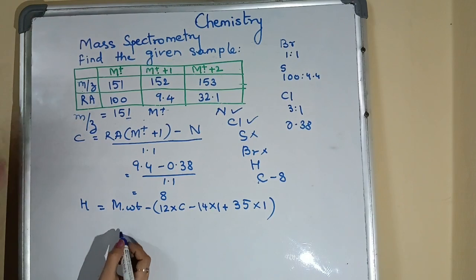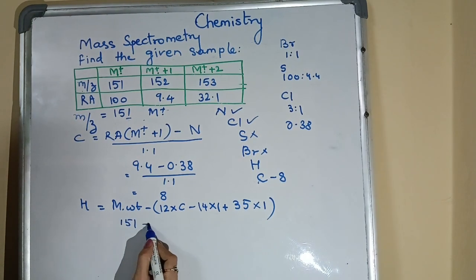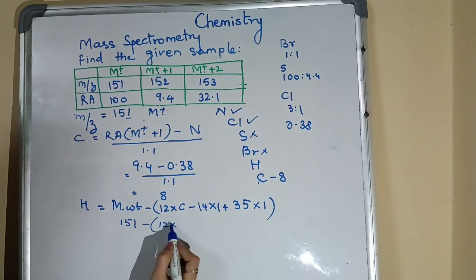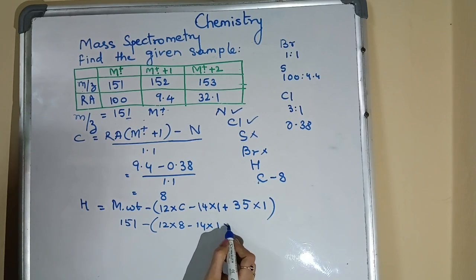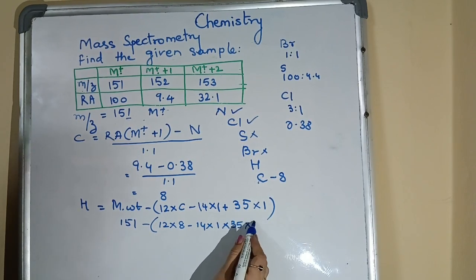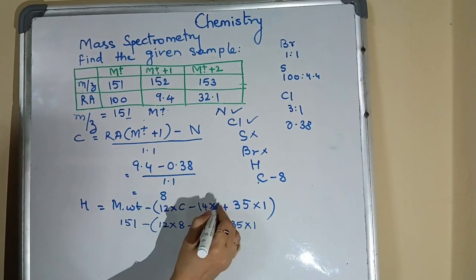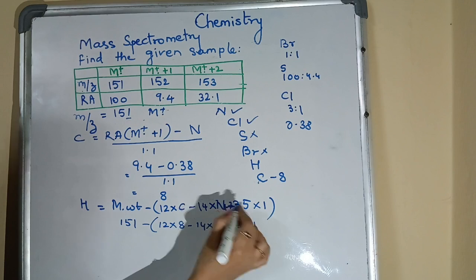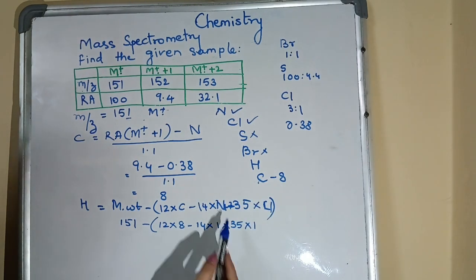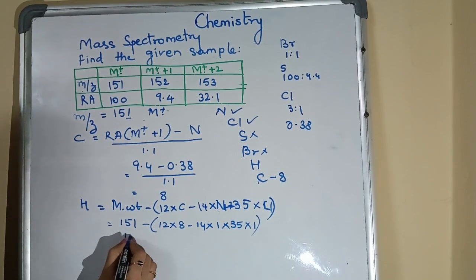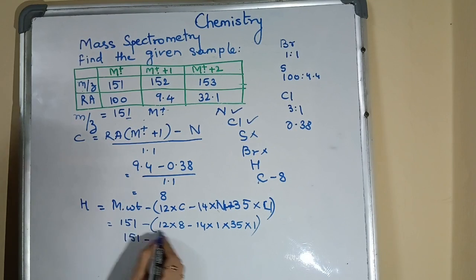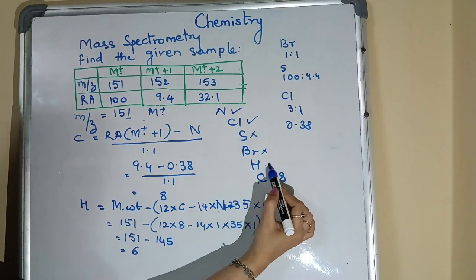So molecular weight is 151 minus 12 into number of carbons is 8, minus 14 into number of nitrogens is 1, into 35 into number of chlorine is 1. I will write nitrogen here and chlorine here. Okay, number of nitrogens, number of chlorines, they are 1 1, so I have written it here. So our answer is 151 minus this whole thing. When we simplify, we get the answer 145, which is equal to 6. So number of hydrogens that we have got is equal to 6.